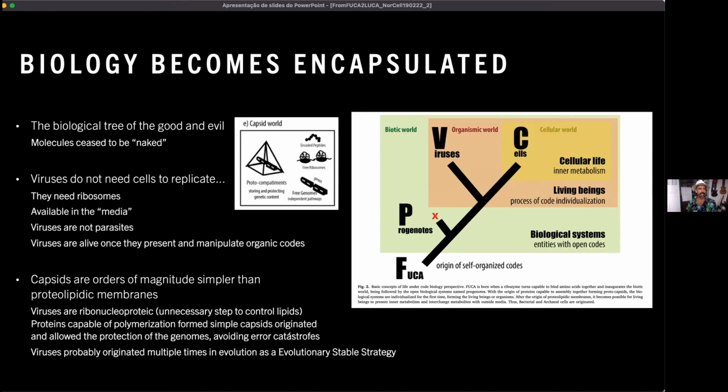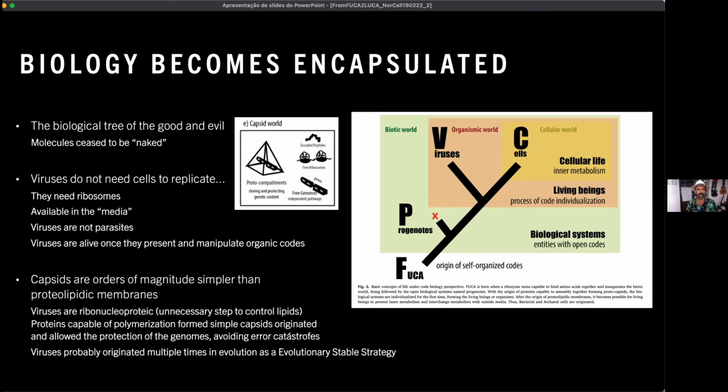And then viruses, as well, do not need cells to replicate. They need ribosomes to replicate. Cells need ribosomes, and the ribosomes were abundant in the prebiotic media that we are proposing to exist. Viruses are not parasites. Viruses are alive because they manipulate organic codes in the present, and they have proteins encoded in their nucleic acids. Therefore, they're alive.